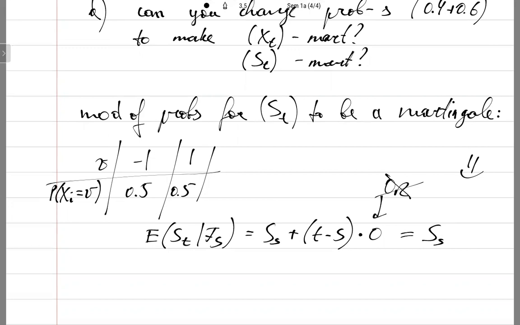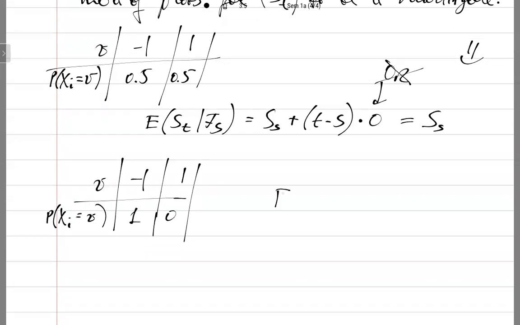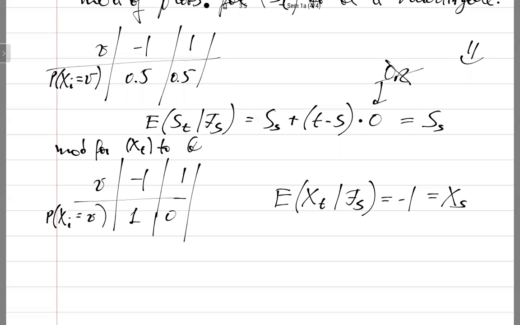Yes. Why not? Let me see. Take the values -1 and 1, and the probabilities at xi. Let's take some extreme case like 1, 0. What is the expected value of xt given fs? But xt is always -1. Yeah, so it's -1. That is one modification for xt to be a martingale.